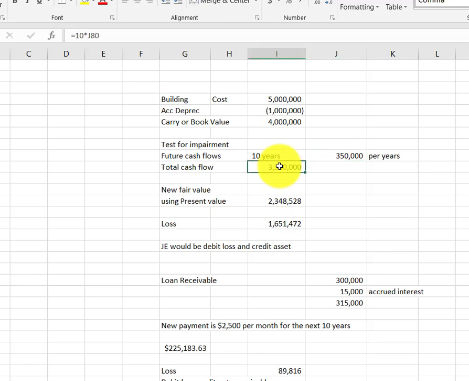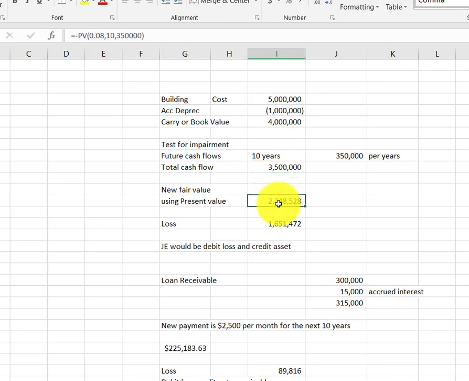So to test for recoverability, the first step of our two-step test for our impairment is to see if it's recoverable. And recoverable means that our future cash flows are greater than our carrying book value. So if this is less than, it's not recoverable, and that means it's impaired. So we compared it to the book value, and we found that it's lower, so that means it's impaired. It's not recoverable. If it had been higher than $4 million, then we would have been done.